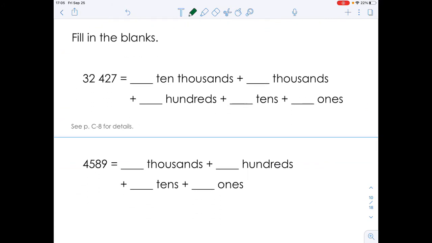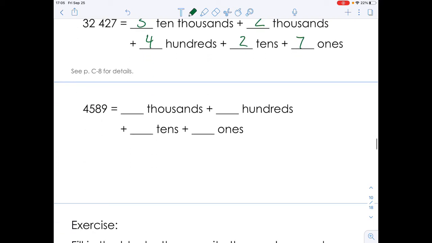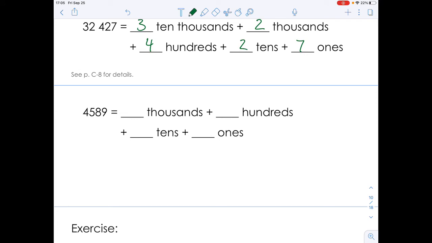All right, sometimes you might see place value questions written like this. So we have 32,427. So they're asking how many 10,000s? Well, there are 3 10,000s. How many thousands? 2, 4 hundreds, 2 tens, and 7 ones. Okay, try this one below. Come back when you're ready. We have 4,589, which is 4 thousands, 5 hundreds, 8 tens, and 9 ones.